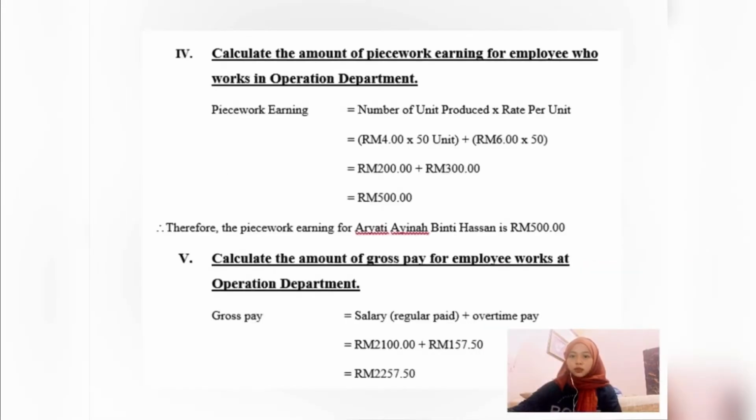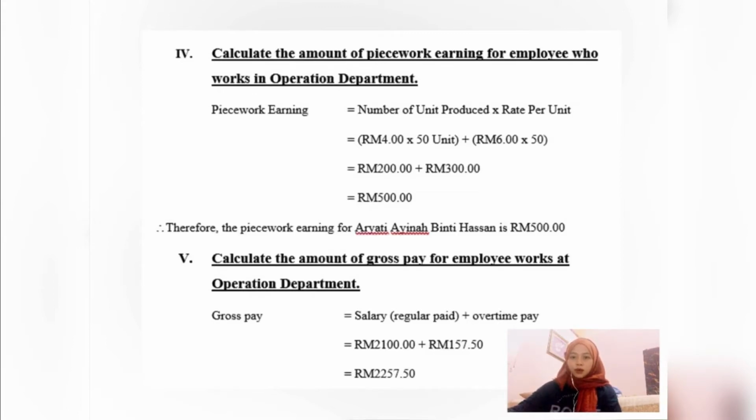Fourth, the amount of piecework earning for an employee who works in the operation department. Piecework earning equals number of units produced multiplied by rate per unit, equal to 4 ringgit multiplied by 50 units plus 6 ringgit multiplied by 50. So the total is 500 ringgit. Therefore, the piecework earning for Aryati Ayina binti Hassan is 500 ringgit.